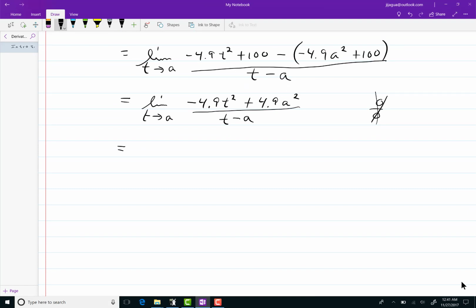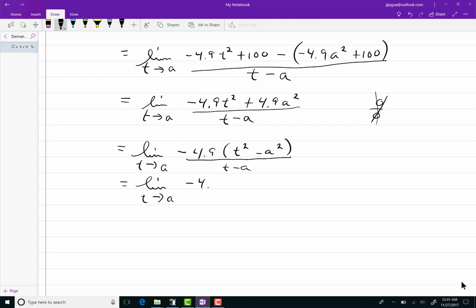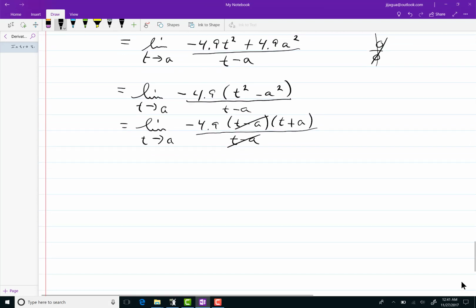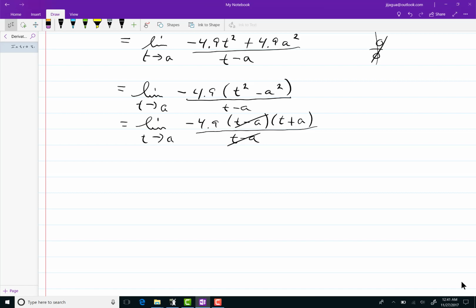I can do this. The limit as t goes to a, I'm going to factor out negative 4.9. That'll leave me with t squared minus a squared all over t minus a. You should recognize that top is a difference of squares, and it factors as t minus a times t plus a, all over t minus a. So I can cancel the t minus a's. You knew that had to happen. Now I am permitted to plug in a where there was a t.